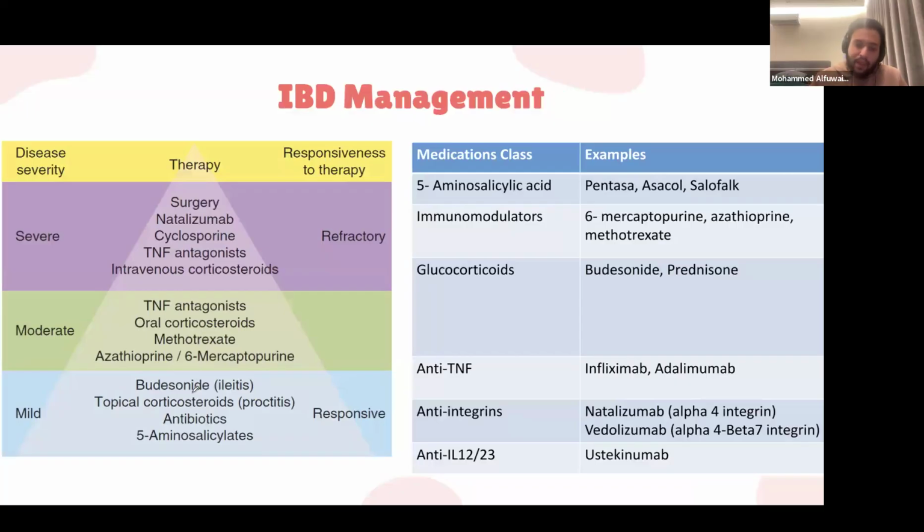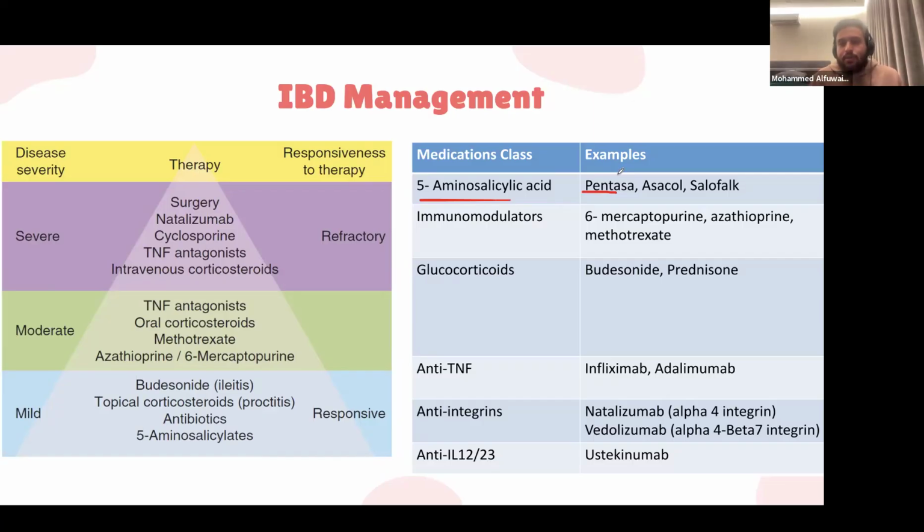Now, for the management of IBD, you don't need to go into specifics of this. However, just know that usually when we're inducing therapy for IBD and keeping them on maintenance therapy, we usually use 5-aminosalicylic acid. The name of this drug is mesalamine. The actual pharmaceutical name is Pentasa. You don't need to know that.